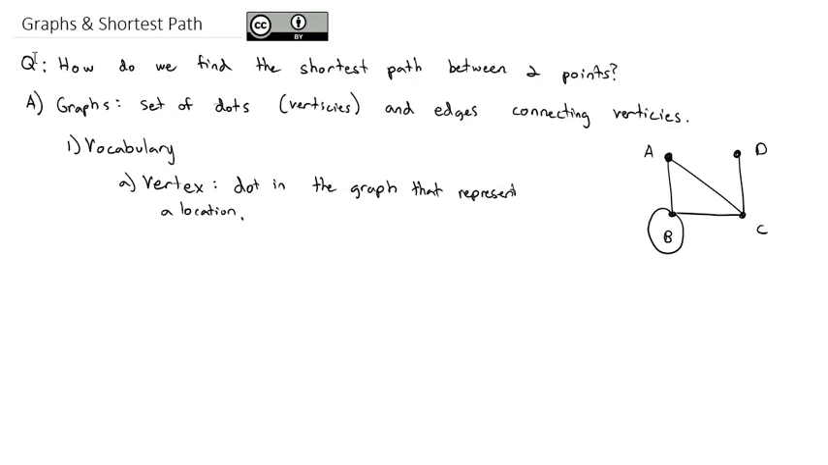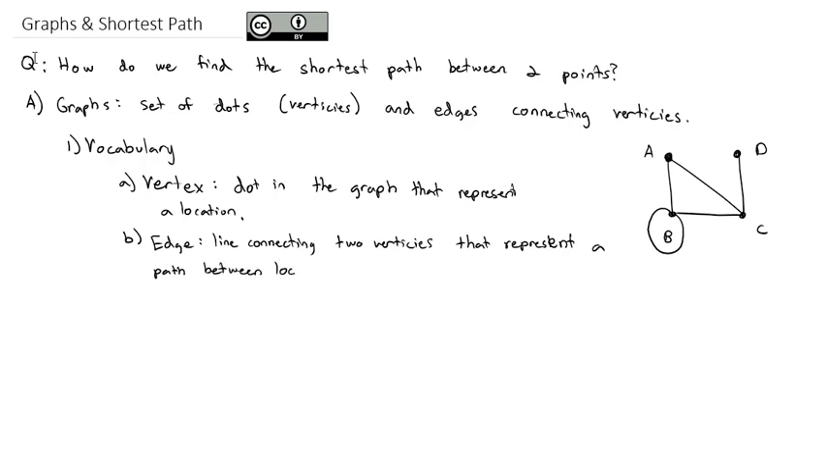So in my example here, A would be a dot or a point on the graph, while an edge is a line connecting two vertices that represent a path between locations. So in my graph up here, this might represent four different islands, and the lines might represent bridges that connect those islands.